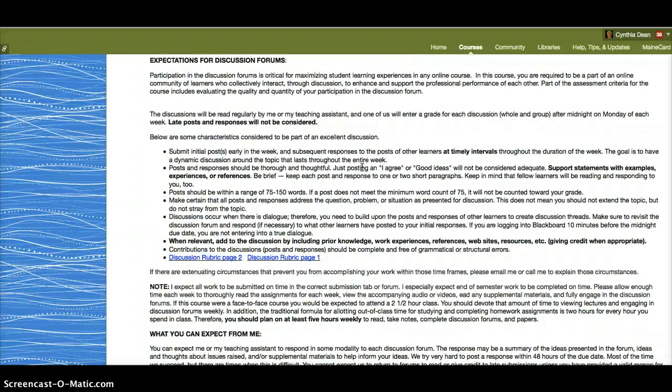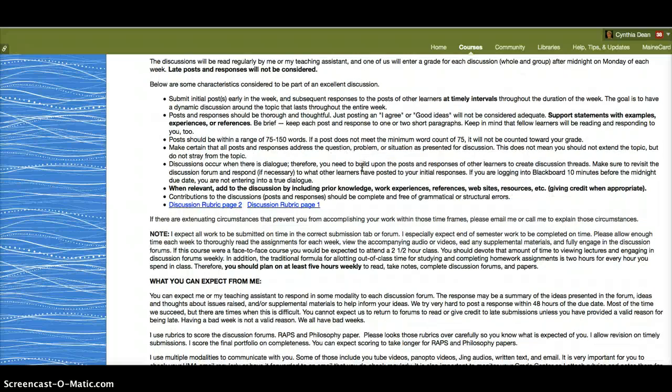It says here that late posts and responses will not be considered, and they won't. There are always exceptions, and you need to let me know if there's something that's in your way of doing this, but generally speaking, if it's late, I'm not going to look at it. You're going to get a 0 on it. Let me or Jana know if there's extenuating circumstances.